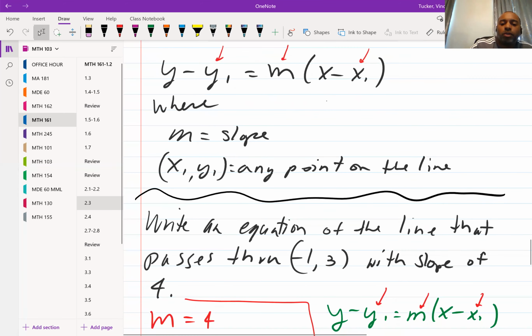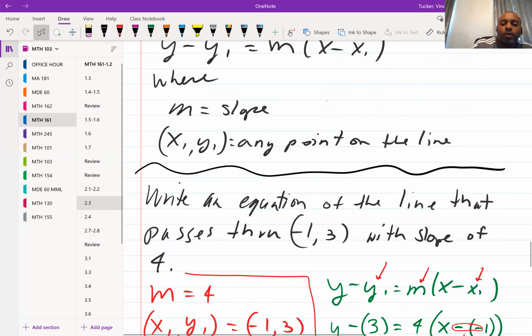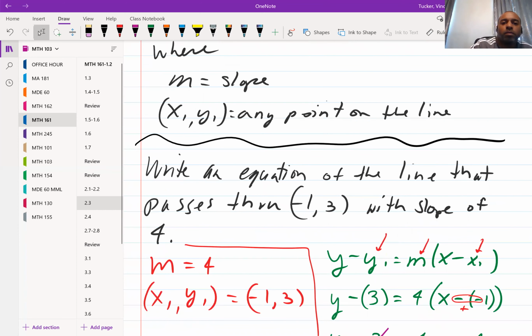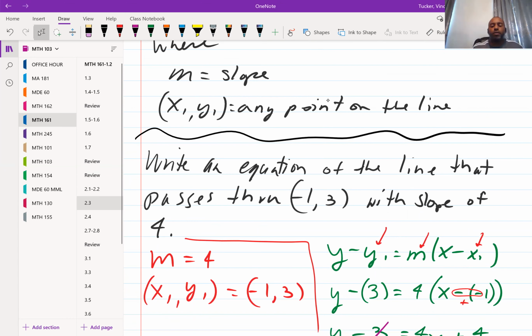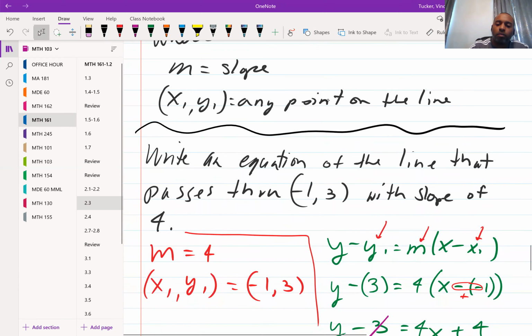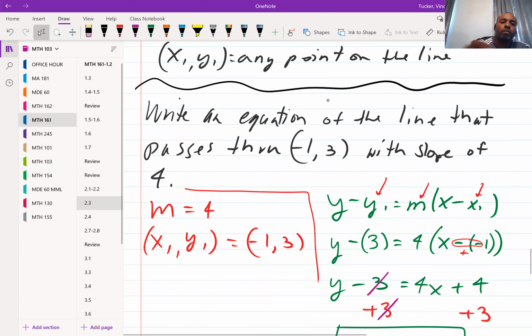All right. So that means m is 4. x1, y1 is -3 and 1. So we substitute in for y1, which is 3, m, which is 4, and then x1, which is -1. Make sure you don't lose that negative. There's a minus sign in the formula. You're plugging in -1, so it should be a double negative there. A negative to a negative turns positive.